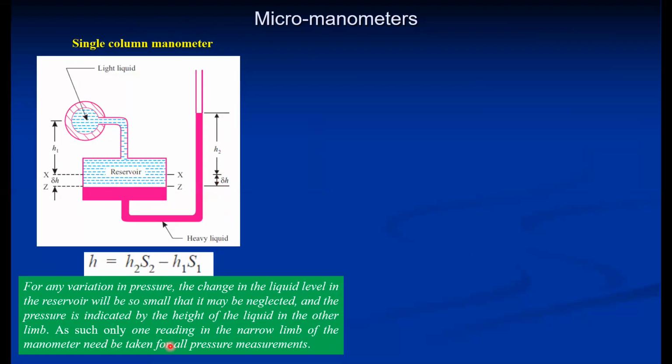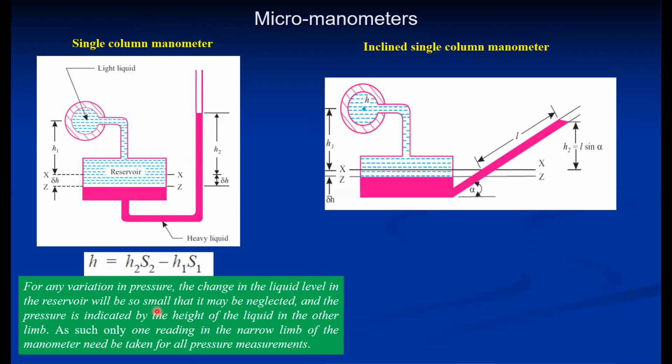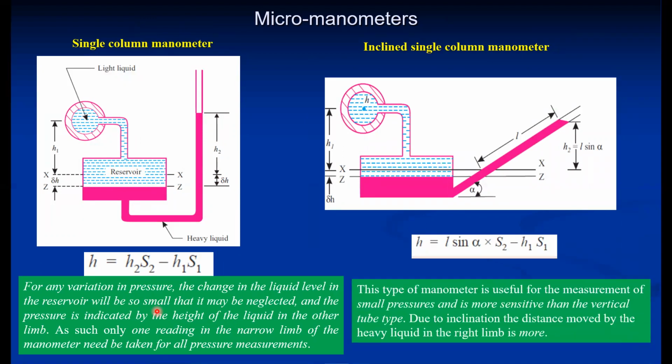As such, only one reading in the narrow limb of the manometer needs to be taken for all pressure measurements. So it mainly reduces the measurement of H2, H1, we can say this level. And only by measuring the level in the right limb, we can calculate the pressure. It is a gas pressure. This elevation is not needed.